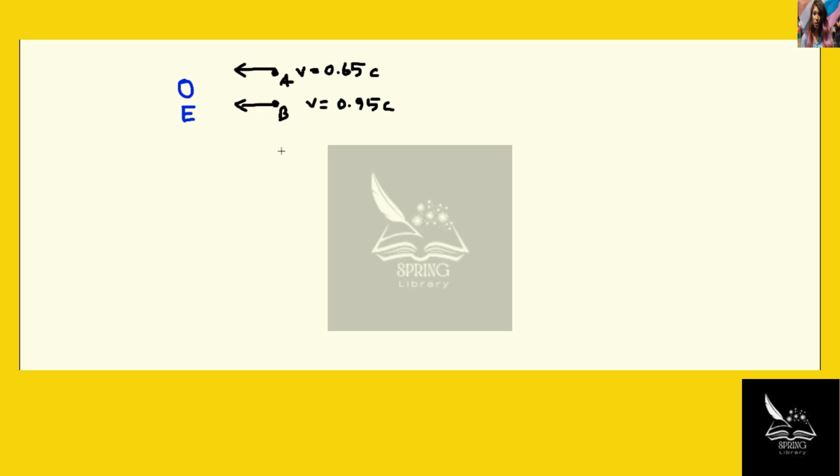Obviously relativistic addition of velocities is the way to go here. Equation 26-10 is what we use. That says that U equals V plus U prime over 1 plus V U prime over c squared.